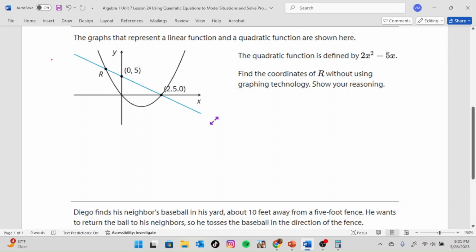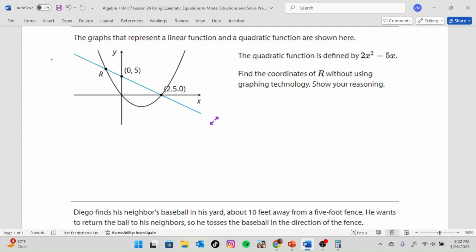Practice problem number 2. The graphs that represent a linear function and a quadratic function are shown here. The quadratic function is defined by 2x squared minus 5x. Find the coordinates of r without using graphing technology and show your reasoning.